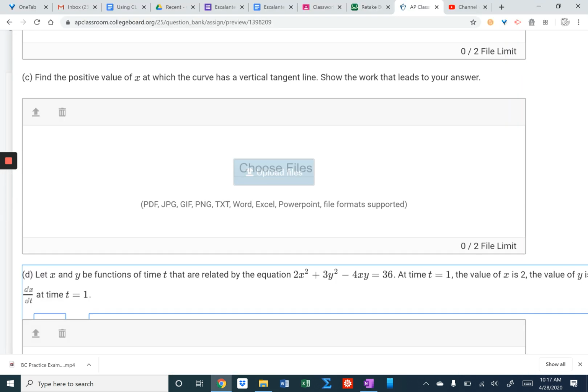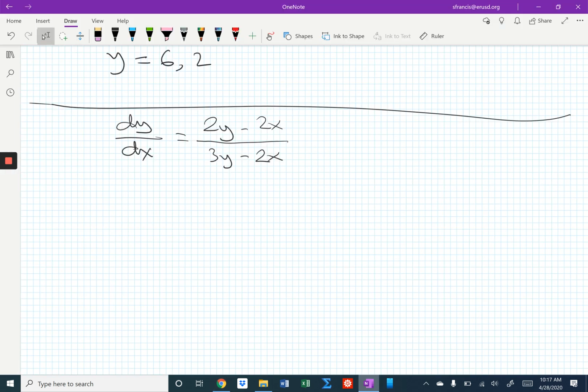So for part C, it says to find the positive value of x at which the curve has a vertical tangent line. Show the work that leads to your answer. So if we're looking at the slope here, the vertical tangent line occurs, well, any vertical line doesn't have a slope, so it doesn't exist. And so we're going to look for where this does not exist. So where does this not exist? When the denominator is equal to 0. Provided the numerator is not equal to 0 at the same time, which is not going to happen anyways here.